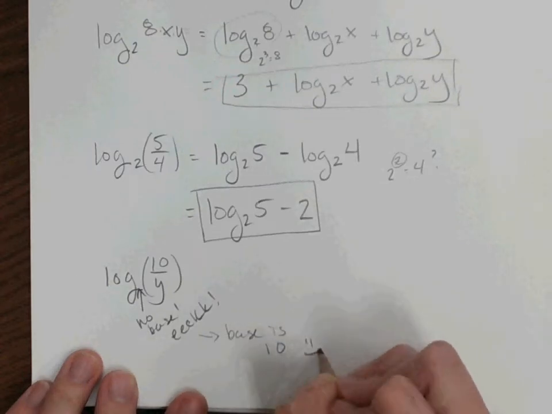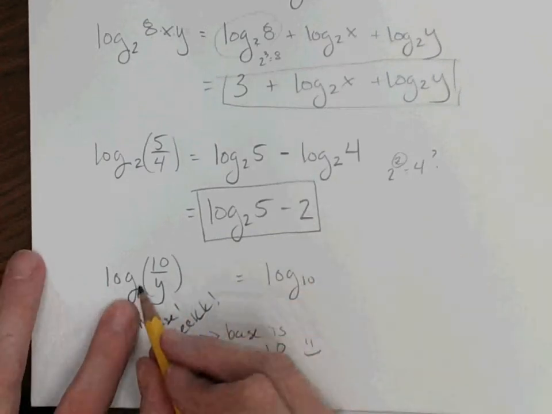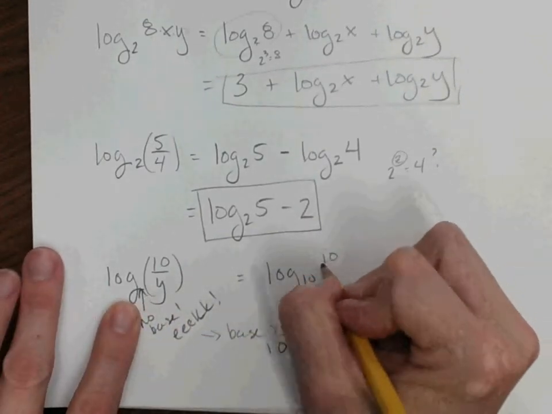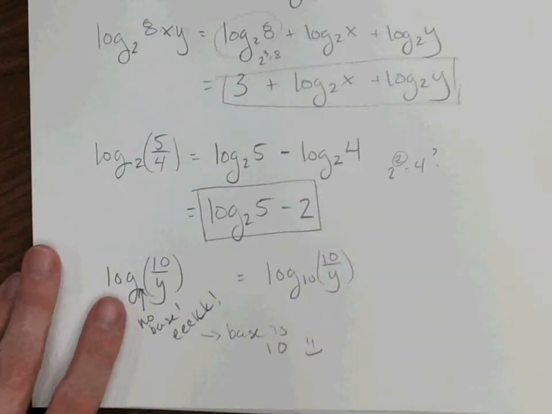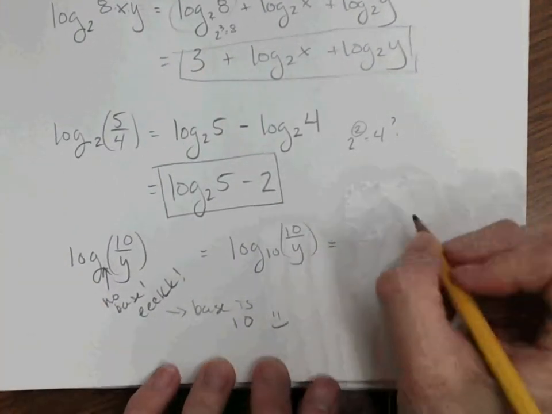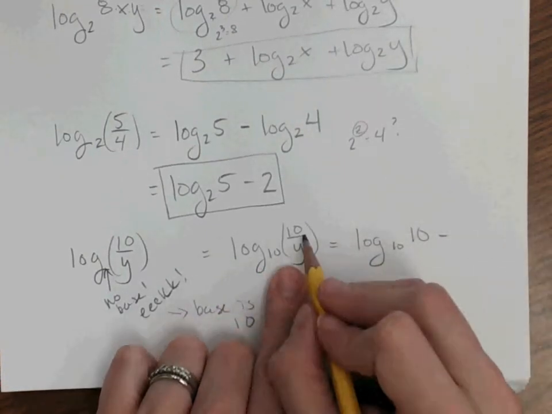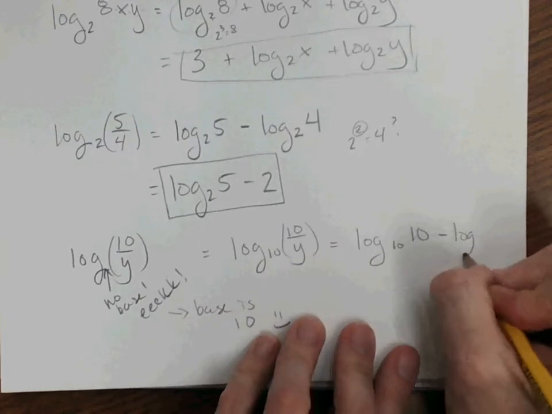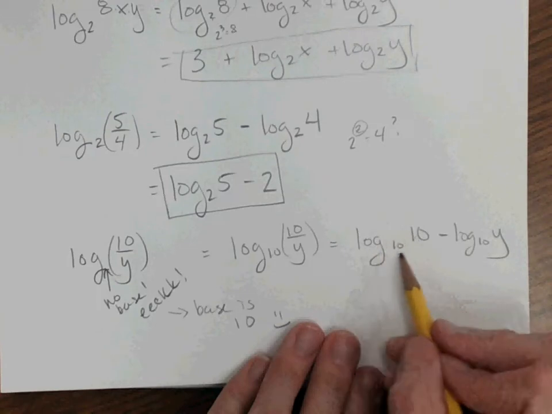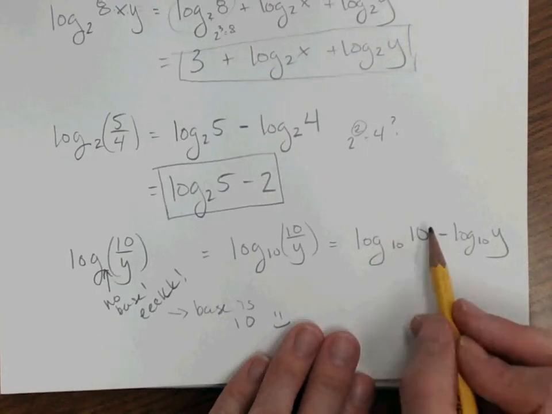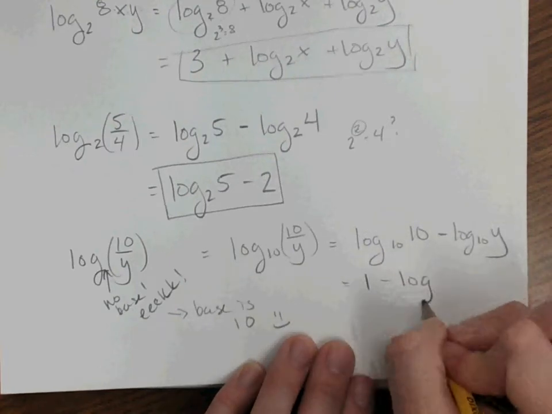10. So I'm gonna rewrite that with a base, and for some of you it might be helpful, whenever you don't see a base, to just throw a base in there. Make it a 10 so that you know what it's supposed to be, and that'll make it easier when you're expanding these. So I've got log base 10 of 10 minus, right, because it's division, log base 10 of y. Log base 10 of 10: remember, 10 to what power is equal to 10? Oh, it's just going to be a 1 minus log y.